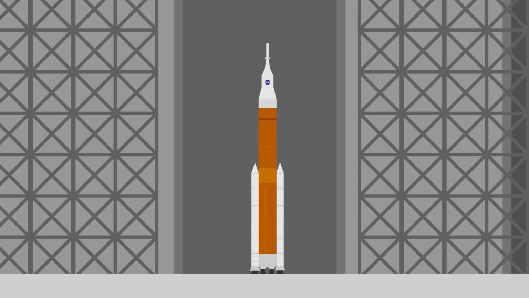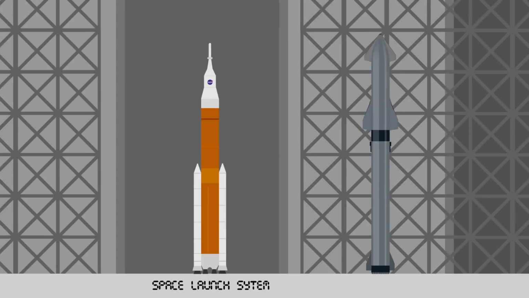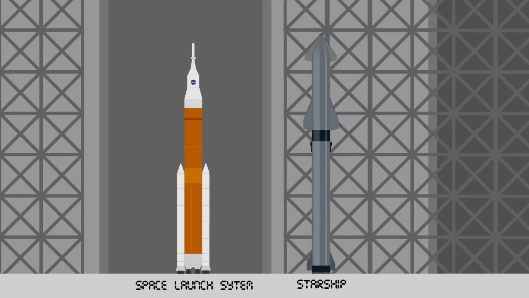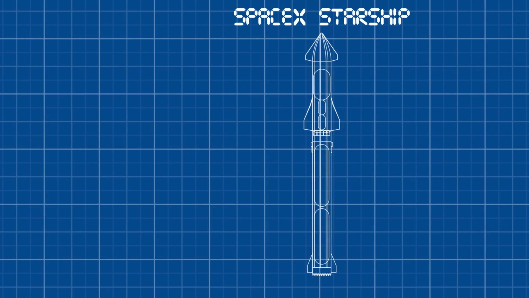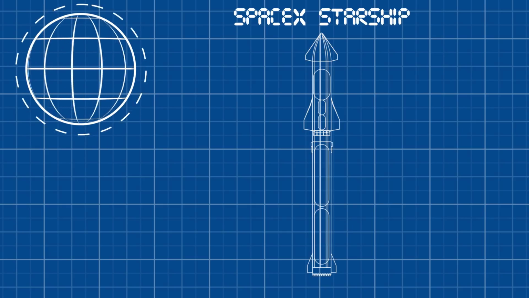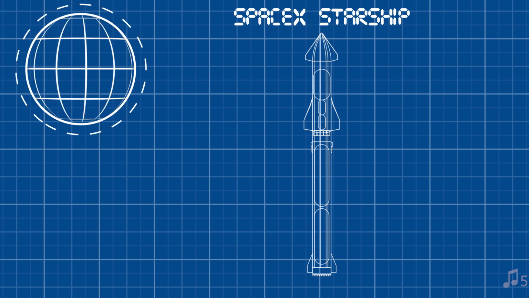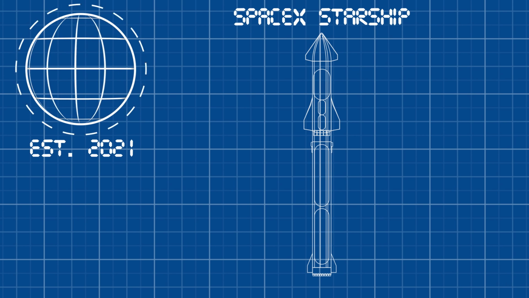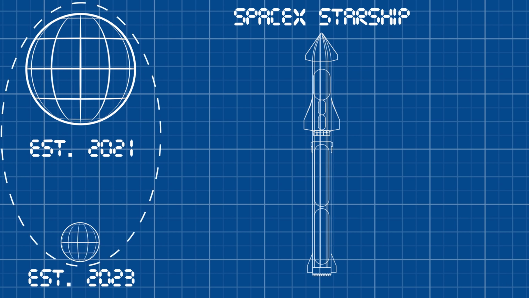The SLS rocket is, however, not the only attempt to create a rocket that can go to the moon. SpaceX is currently developing the SpaceX Starship, which will have a payload capacity of about 100 tons to low Earth orbit. As of March 2021, when I'm writing this script, the Starship is currently being tested, and while there are no solid plans for an orbital mission as of yet, SpaceX expects the first orbital flight in 2021 and a flyby loop around the moon in 2023.